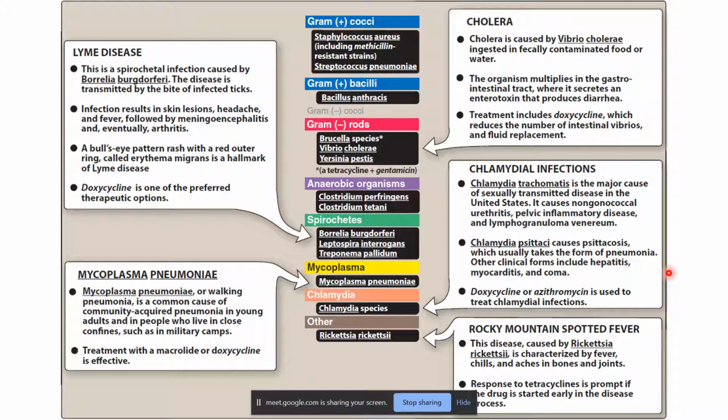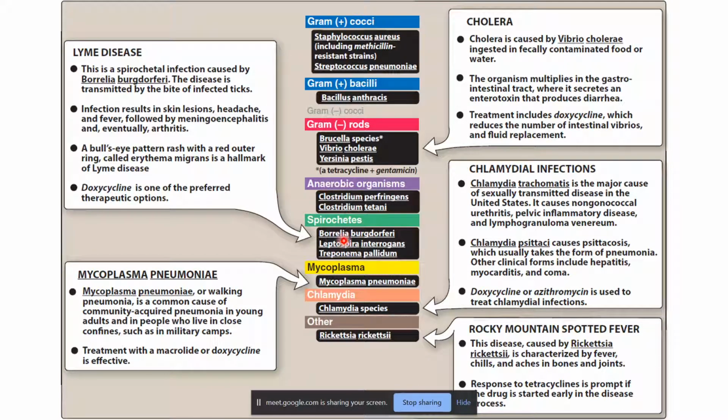Then the anaerobic organisms include Clostridium perfringens and Clostridium tetani that will lead to intestinal infections, pain in the intestine, and they can lead to perforation of the intestine, which is very dangerous. So try to avoid these bacteria because they are very hard to treat.